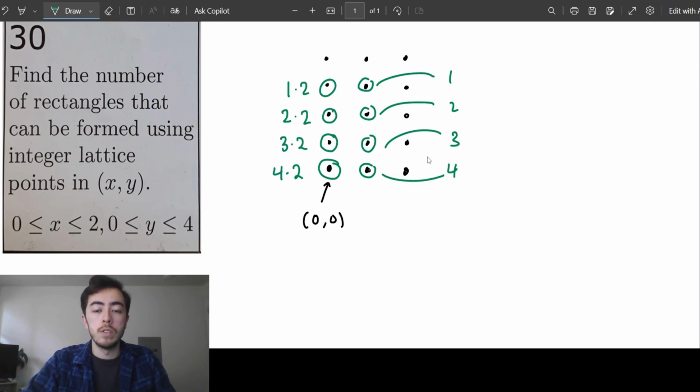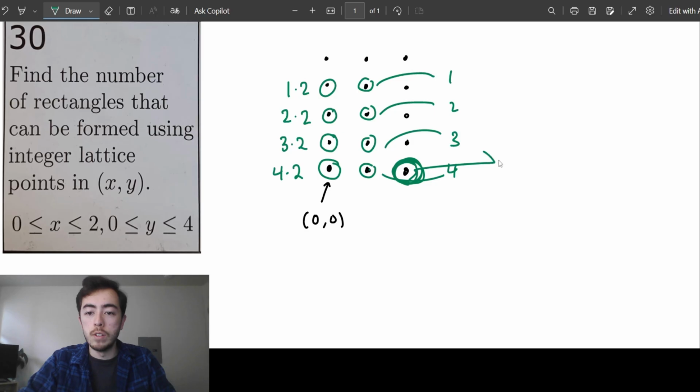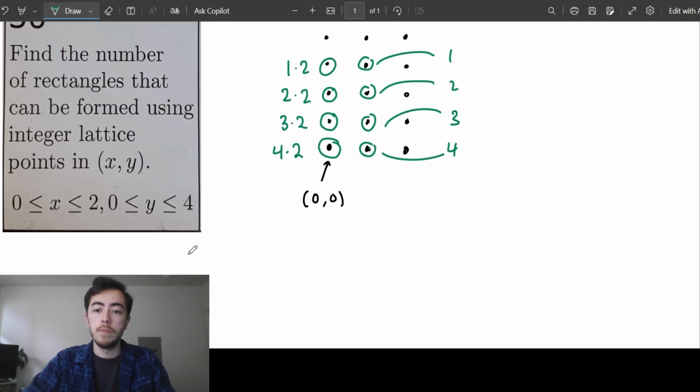None of the others are going to form rectangles because, again, I'm counting up in a way. If I start with this point, there's no other point above it for me to make a rectangle with. And likewise, I was also counting out to the right. So if I try to define this as my starting point, there's no point on the right for me to form a rectangle with. So these are all of the possible rectangles. I've counted them all, and I haven't double counted any.